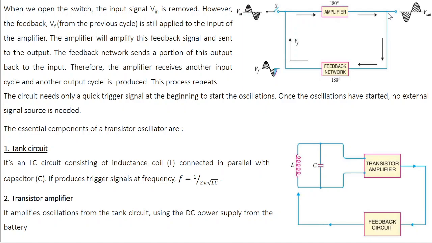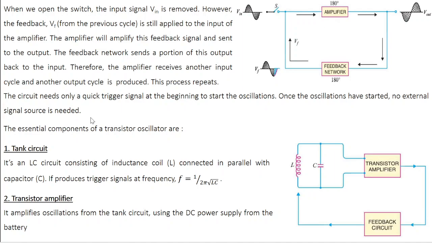Once the signal comes to the output, invariably a portion of this output is fed back to the input of the amplifier through the feedback network. So once again, the amplifier receives another input cycle, so it produces the corresponding output. Once again, a part of the output is fed back to the input and this process repeats. So if you look at the entire operation, the circuit needs only a quick trigger signal at the beginning to start the oscillations. And once the oscillations have started, no external signal source is needed.